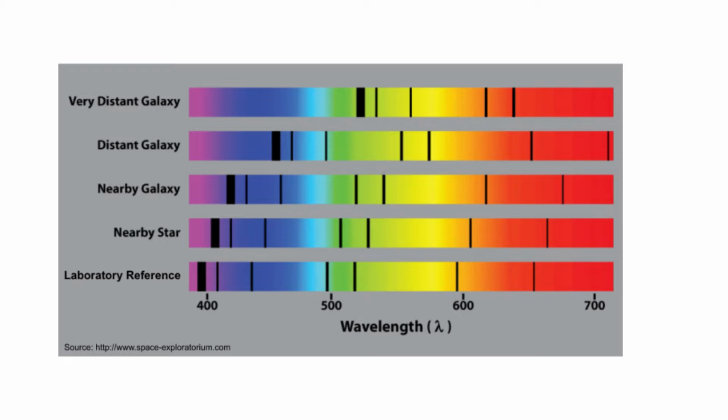Now, we also notice that if we compare a laboratory reference of, say, hydrogen, we'll see that in our lab it has certain black lines and certain spots. This is the identity of hydrogen in our electromagnetic spectrum. But if we compare that same hydrogen, light passing through the hydrogen in a nearby star or galaxy or a distant galaxy, we see the same pattern of the lines for hydrogen, but we're seeing these lines moving more towards the red side of the spectrum.